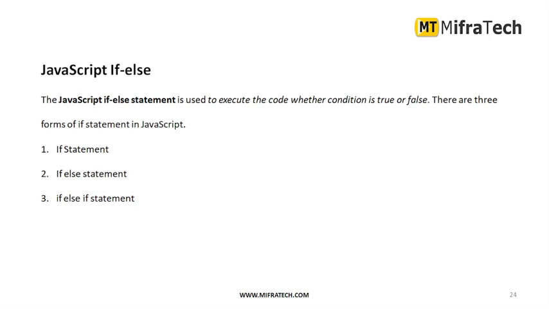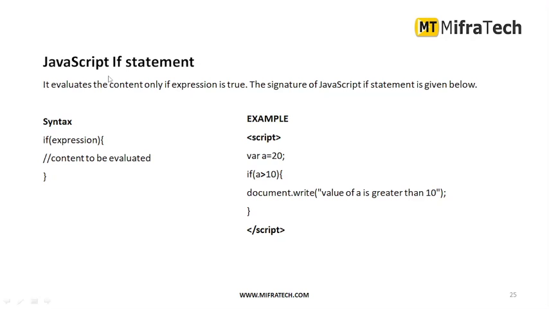Next, we are moving to conditional statements like if statements. JavaScript if else statement is used to execute code depending on whether a condition is true or false. There are three forms of if statement in JavaScript: if, if else, and if else if. The JavaScript if statement evaluates the content only if the expression is true. The if statement is executed when the condition is true.